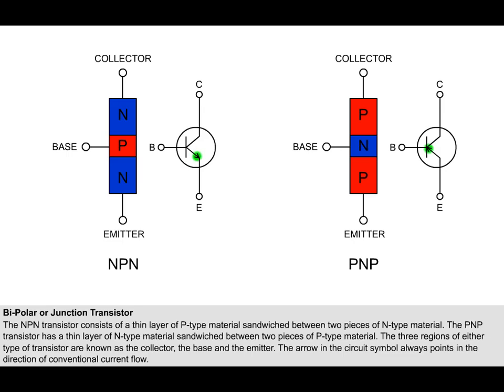As you can see, the symbols differ only in regard to the direction of the arrow between the base and the emitter. The arrow always points in the direction of conventional current flow. For an NPN transistor, it points from base to emitter, and for a PNP, from emitter to base.